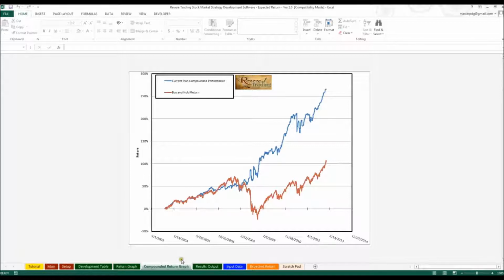Take the strategy shown in blue on the screen. It looks fantastic from here, especially considering buy and hold is in red. But will it perform like that in the future? Let's see what the mathematical expectation is to see.